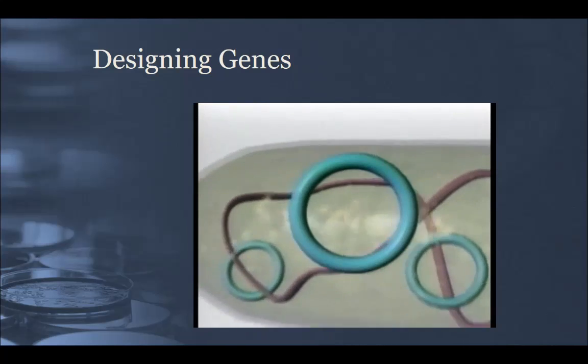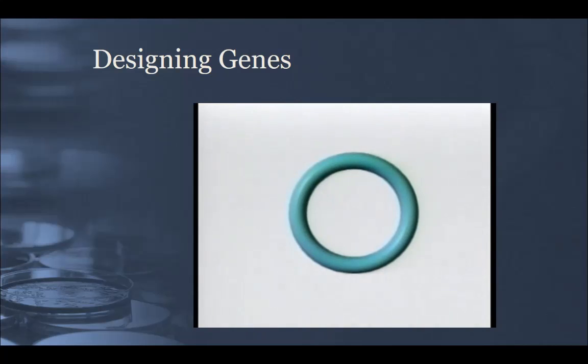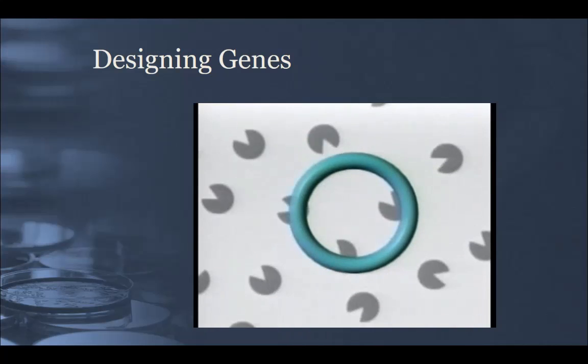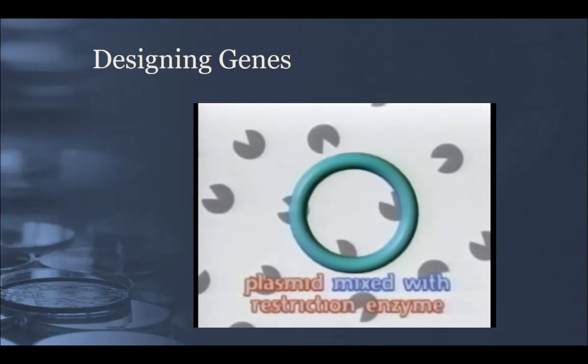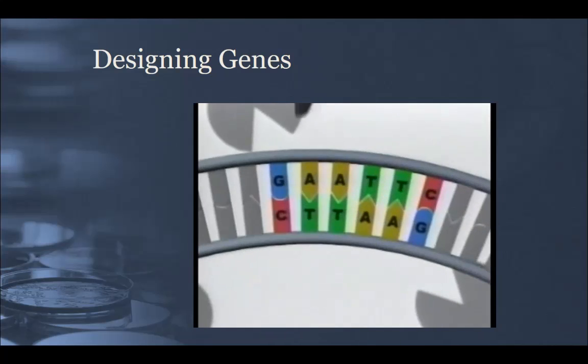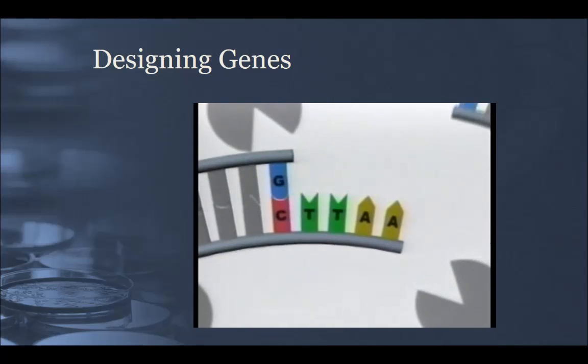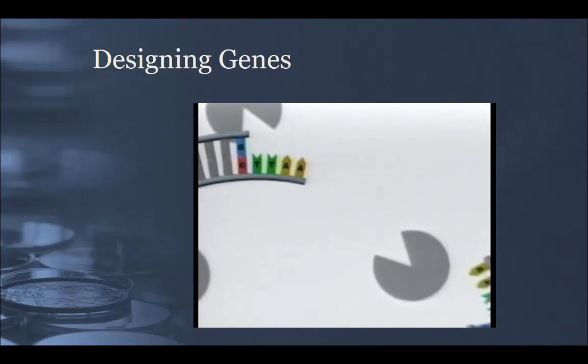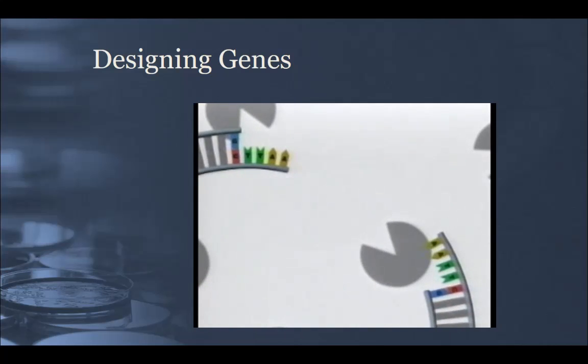First, plasmids are taken from bacterial cells and mixed with a restriction enzyme. These tiny proteins act like molecular scissors, able to recognize and cut a specific base sequence. When this happens, 3 bases are left unmatched at either end of the severed gene. These are called sticky ends.